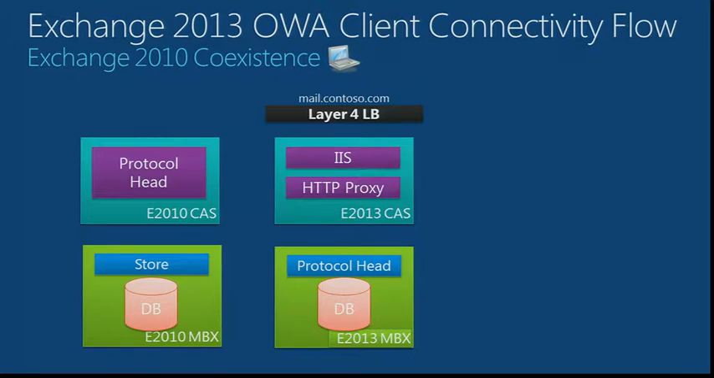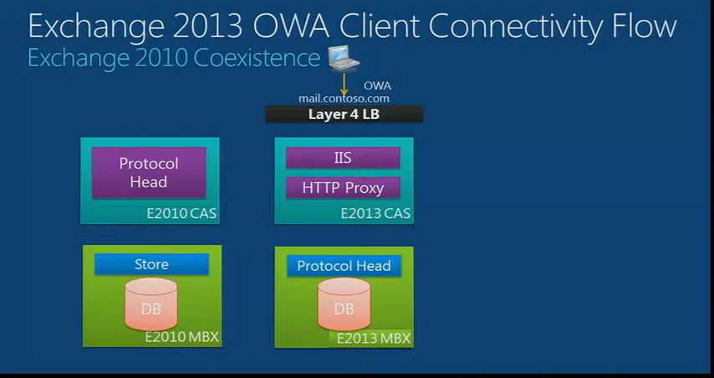So what will the coexistence flow look like? What would it look like if I have, say, for instance, 2010 and 2013 inside the same org in a coexistence? So up at the top, again, we've got our client up there. We're using a single namespace, mail.contoso.com, because we have 2010 and 2013. I've got a layer 4 load balancer in front of the Exchange 2013 CAS server. I've got a mailbox server separately over here. And of course, over there, we've got a separate 2010 CAS and 2010 mailbox server as well.